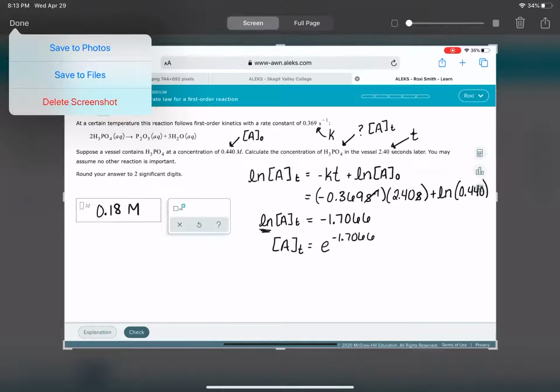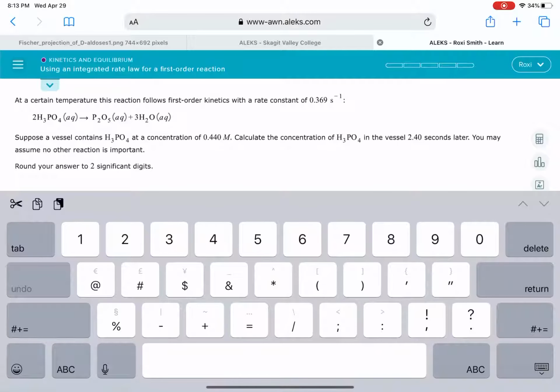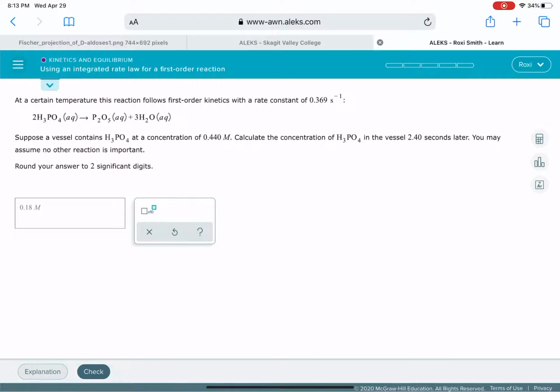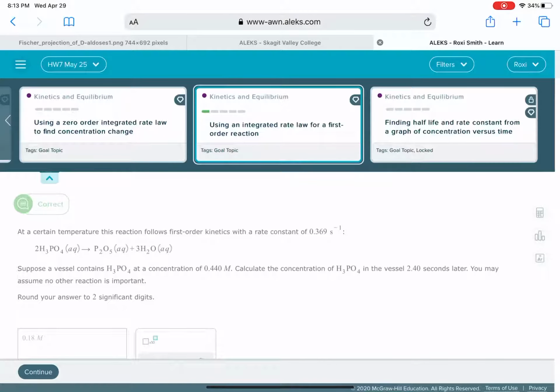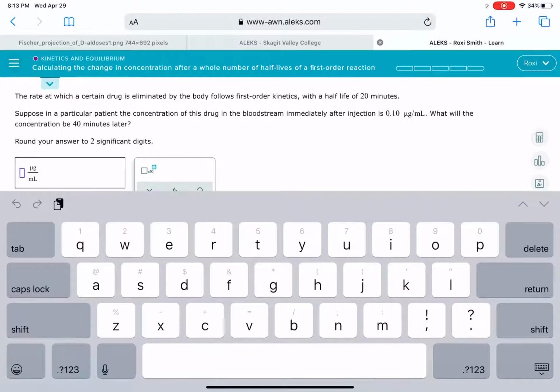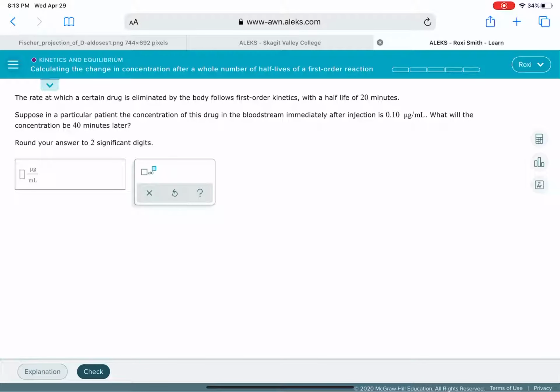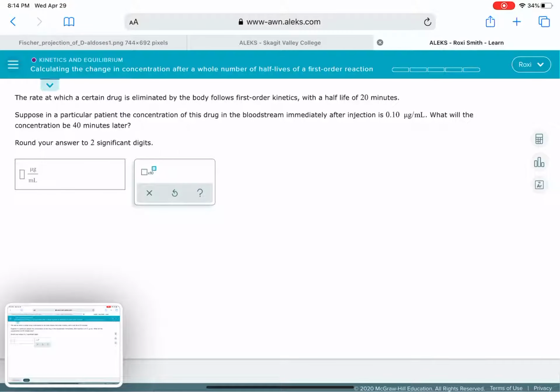So that's pretty simple. And the other ALEKS problem that we have that you're ready for is calculating the change in concentration after a whole number of half-lives for a first order reaction. So this is not a problem that you can solve using your first order half-life equation. And let's talk about why.